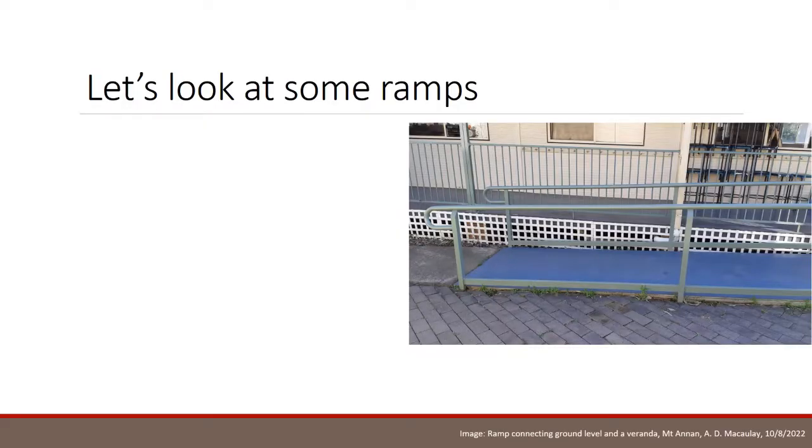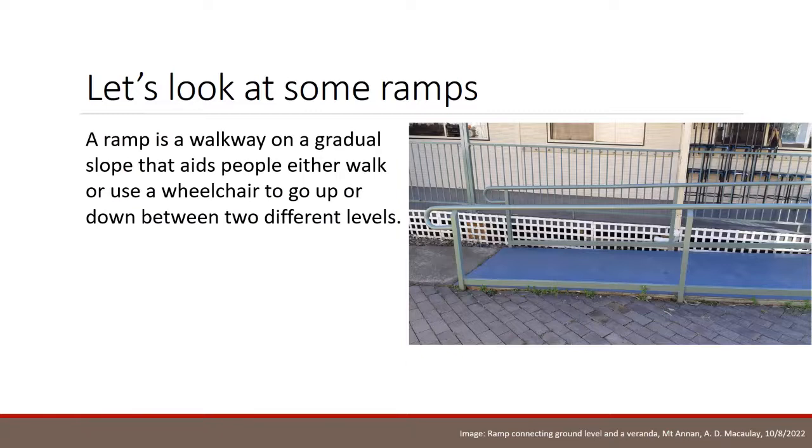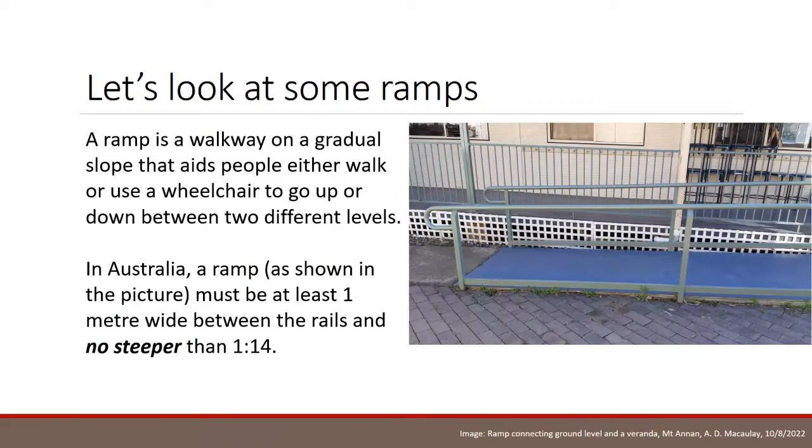So let's look at some ramps. A ramp is a walkway on a gradual slope that aids people either to walk or to use a wheelchair to go up or down between two different levels. In Australia, a ramp, as shown in this picture, must be at least 1 metre wide between the rails and no steeper than 1 to 14.